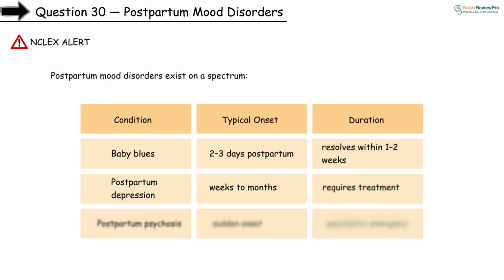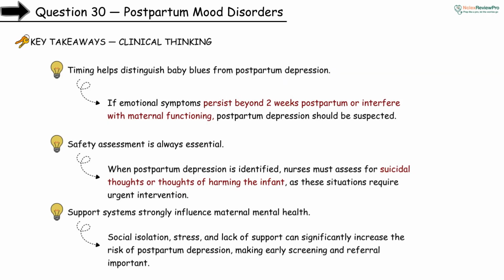Here's your NCLEX alert. Postpartum mood disorders exist on a spectrum. Baby blues begin within a few days and resolve quickly. Postpartum depression lasts longer and requires treatment. Postpartum psychosis is sudden and is a psychiatric emergency. Now, let's strengthen your clinical thinking. Timing is your biggest clue. If symptoms persist beyond 2 weeks or interfere with functioning, think postpartum depression. And here's the most important priority. Always assess safety.